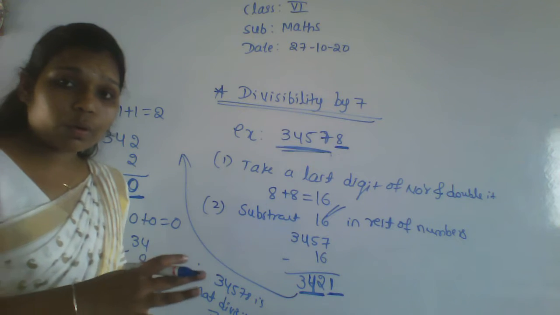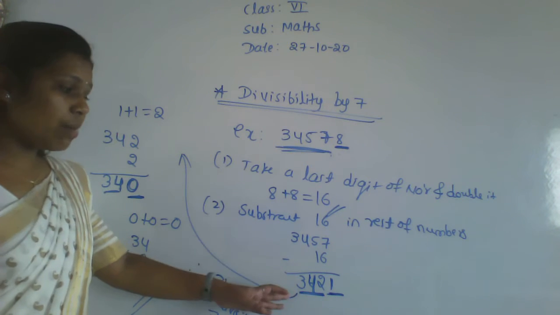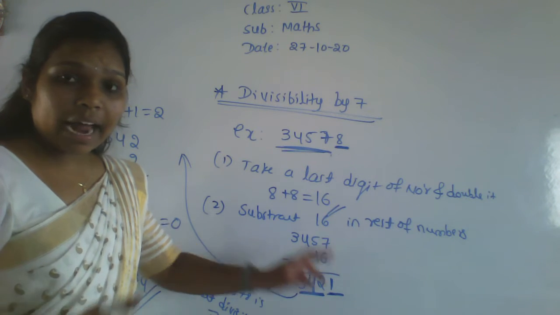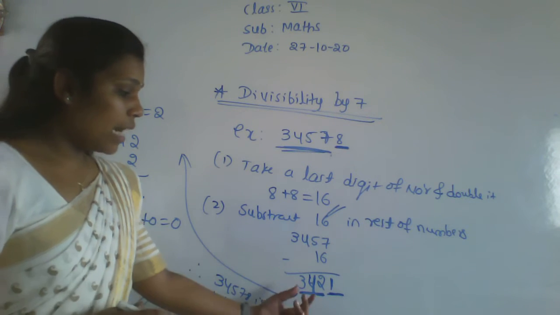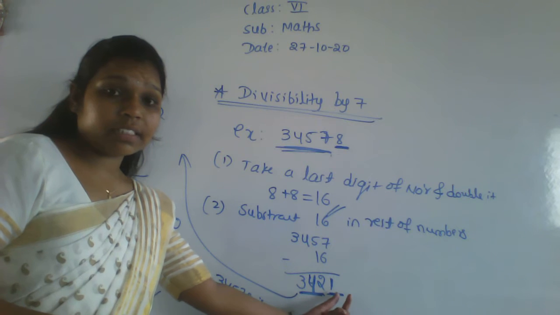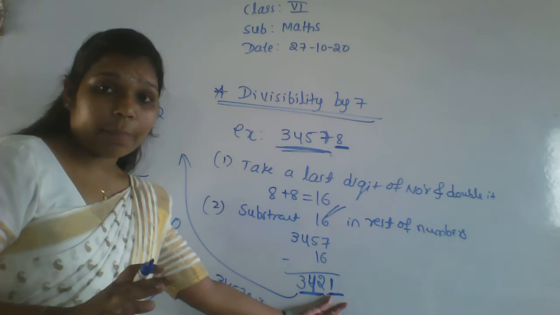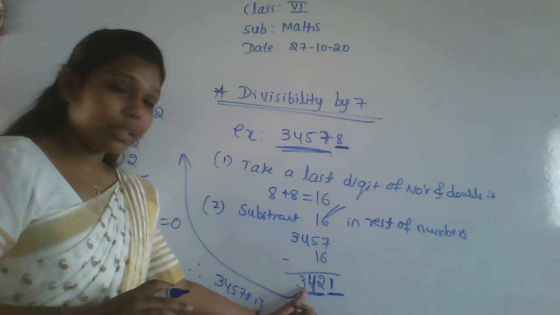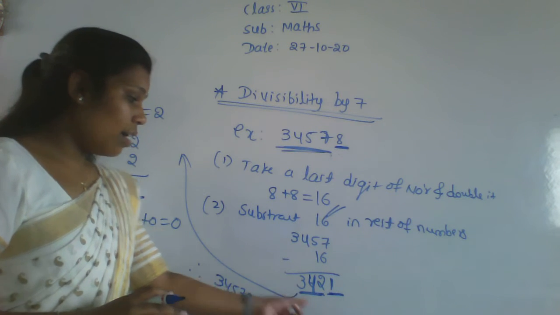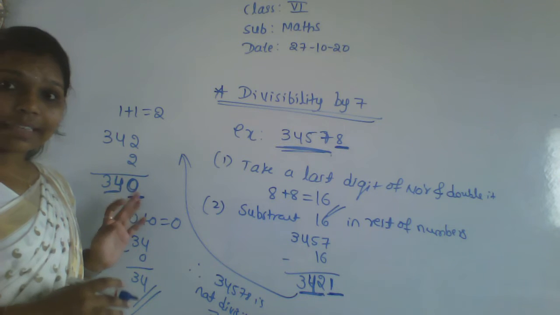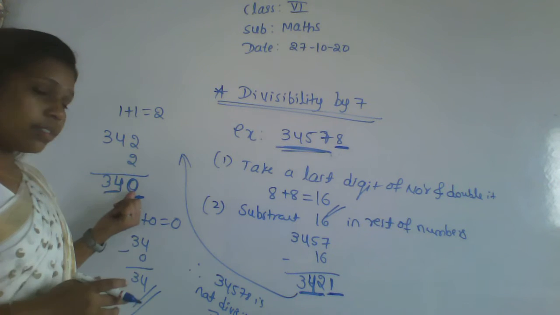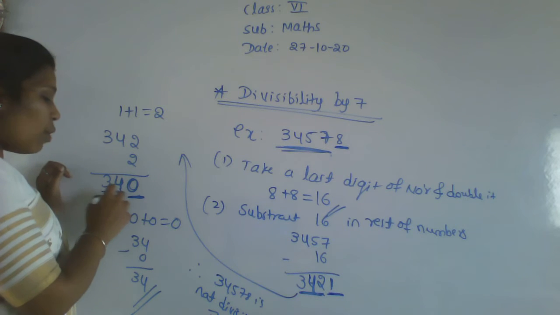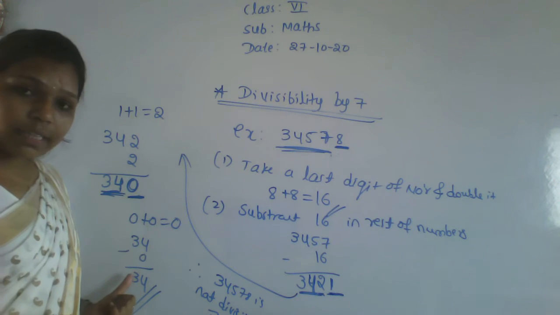Like that only we have to go on checking here. For a larger number, you will again get one answer, right? Again you take the last number, double it, and subtract from the rest of the numbers. The last number you don't consider here. The rest of the other numbers you consider, and subtract that value from this rest number. Here we will get 340. Like that we have to do. Again 340 means take 0 as the last digit and double it, you will get 0 only. So subtract from 34: 34 minus 0 is 34.